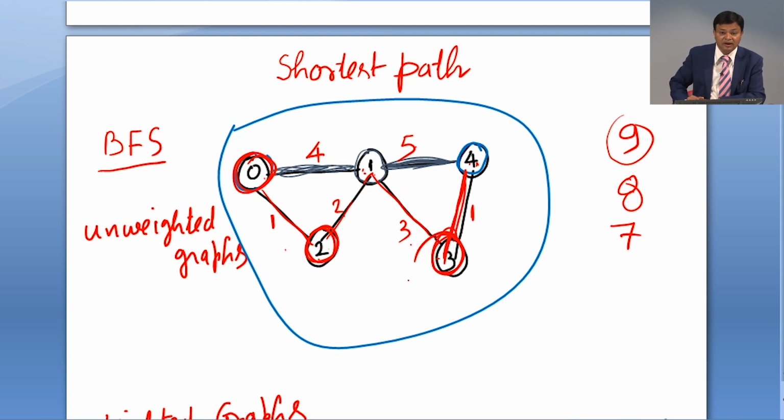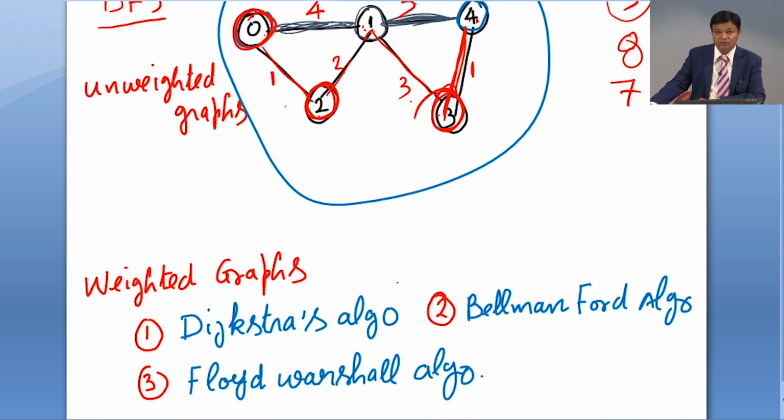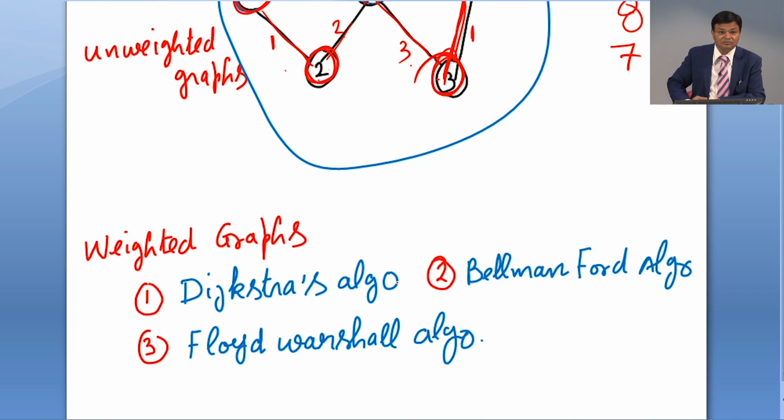Although it does not have the minimum number of nodes in between. So this cannot be done. If your graph is a weighted graph, then shortest path cannot be found using BFS. Then I'll use any one of these three algorithms. Dijkstra's algorithm, it does not work for negative weights. It works only for positive weights. Then the second one is Bellman-Ford algorithm, and the third one is Floyd-Warshall's algorithm.